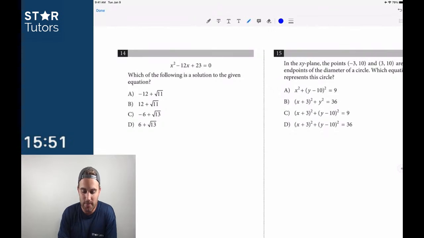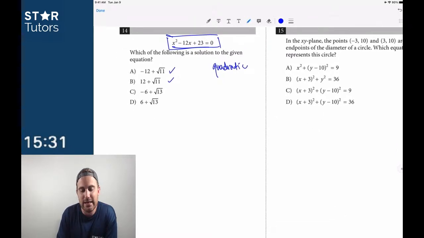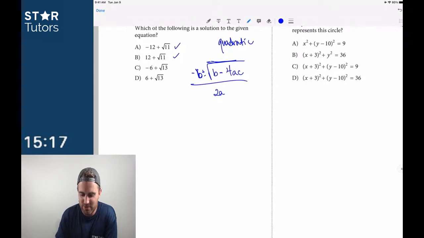Like this one, for example, you can do this one of two ways. Anytime you see a square root in the answer choices with what looks to be a factoring problem, 99.9% of the time this is going to be using the quadratic formula. It looks like there's not going to be any a value below, so we have negative b plus or minus the square root of b squared minus 4ac, all over 2a. For you guys that don't remember the quadratic formula, I think that's right.